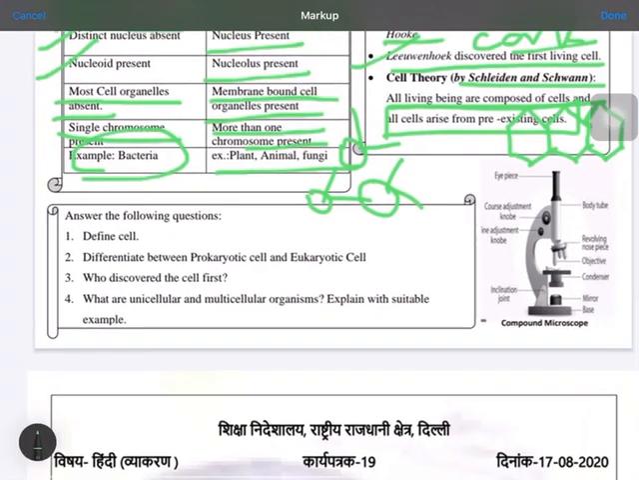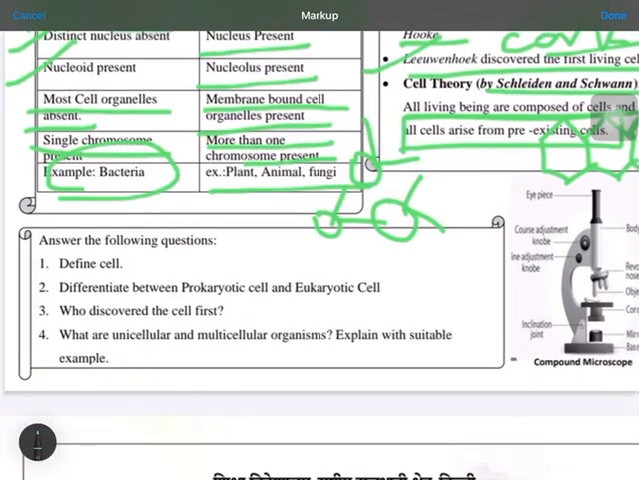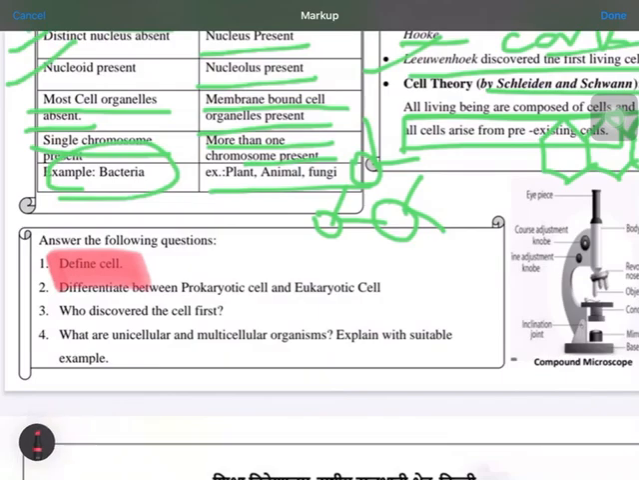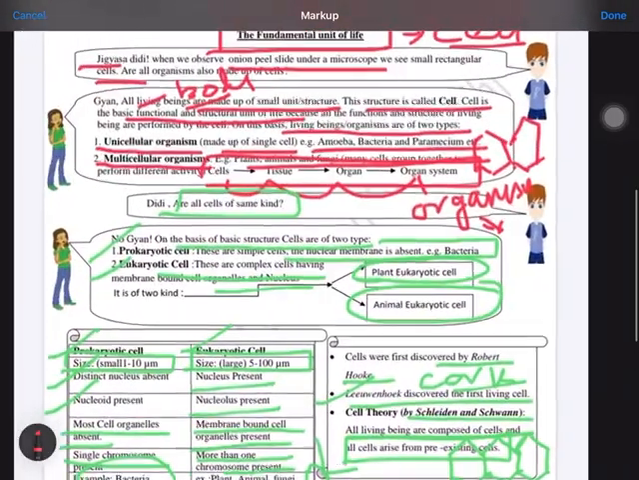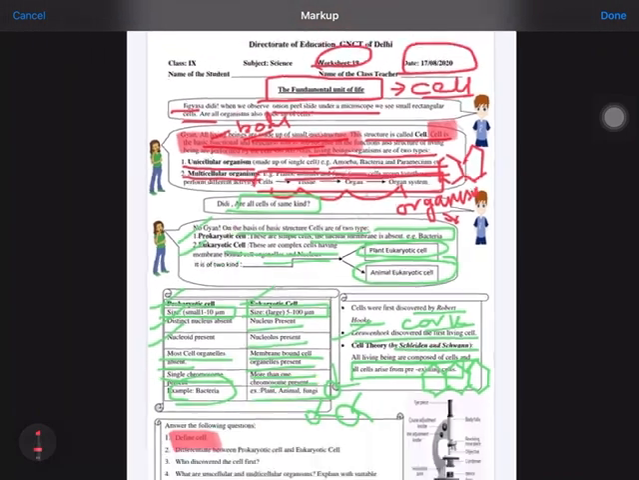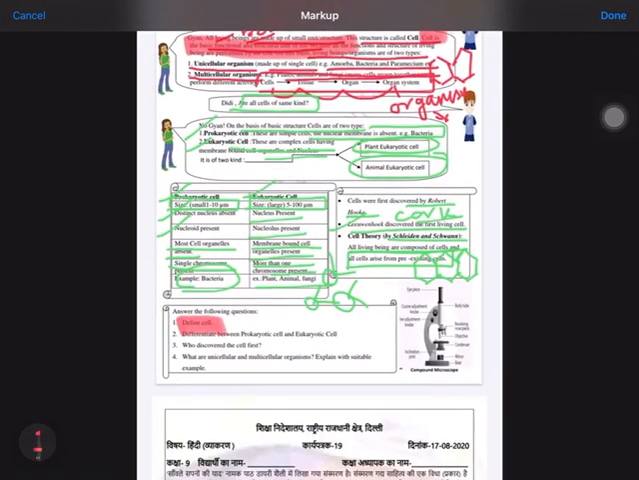Okay, now we come to the question answers. First question is, define cell. So you can easily define the cell from here. The cell is the basic structural and functional unit of all life, because all the functions and structure of a living being are performed by the cell. Okay. Second, differentiate between prokaryotic and eukaryotic cells. The difference is given here. You can easily write. Who discovered the first cell? It was Robert Hooke. So you can write here.